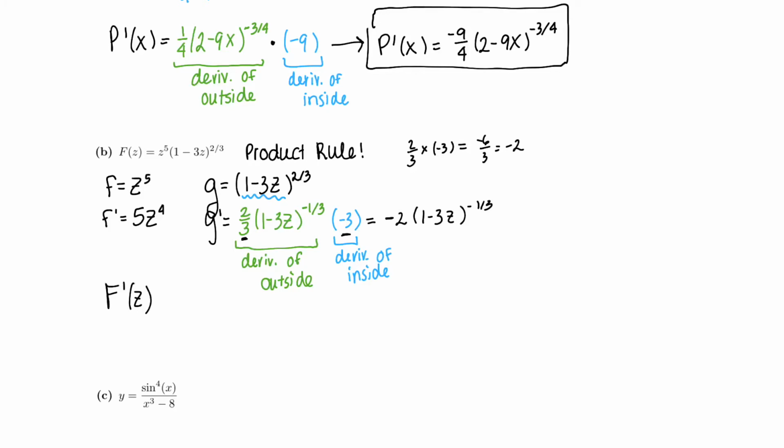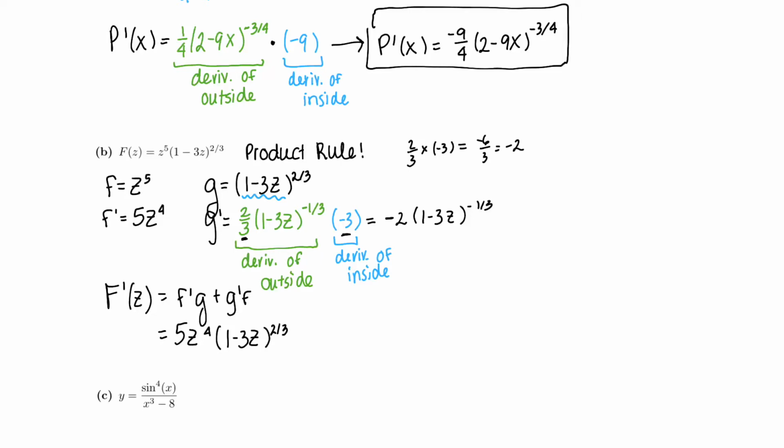So big F prime is going to be f prime g plus g prime f. F prime is 5z to the 4th. G is 1 minus 3z to the 2/3.